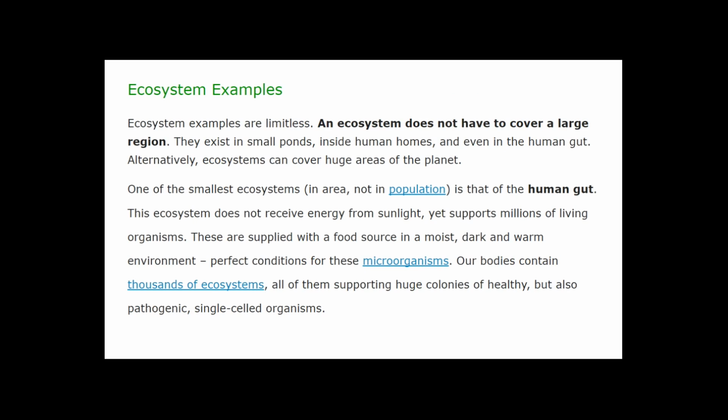Then, ecosystem examples. Ecosystems are limitless.